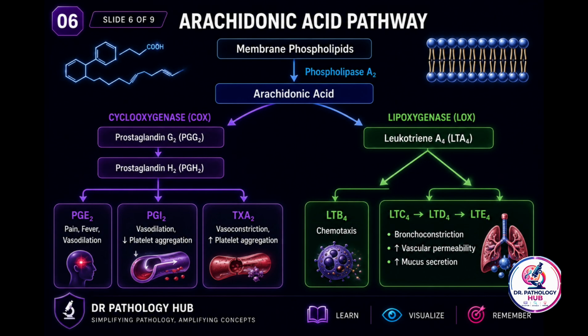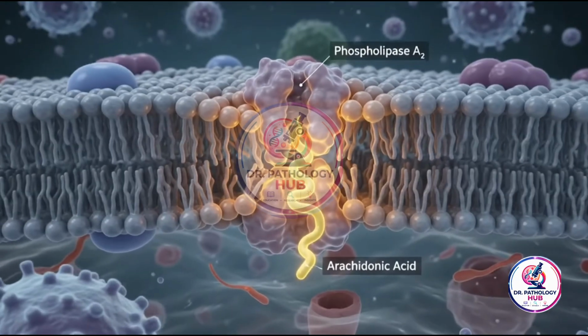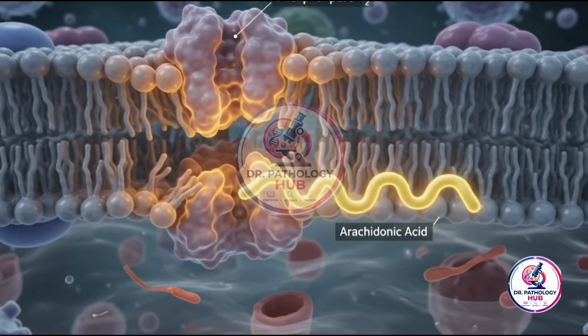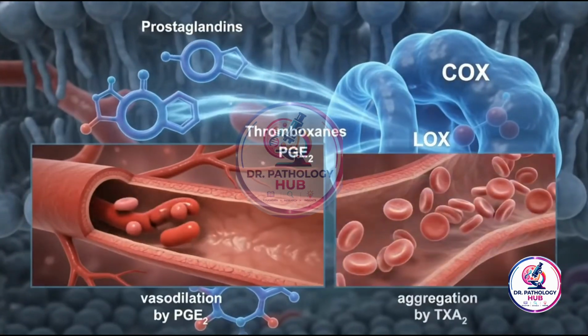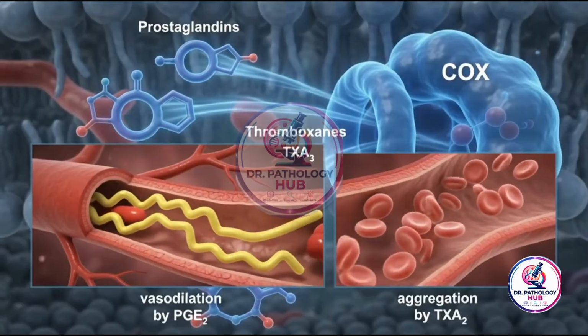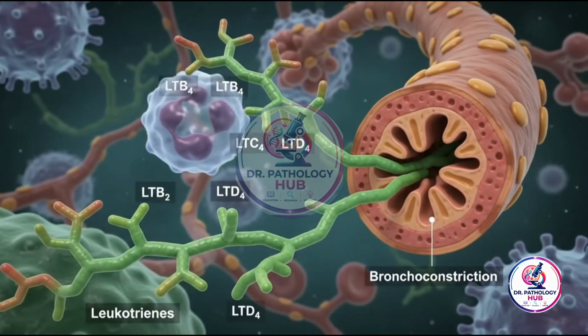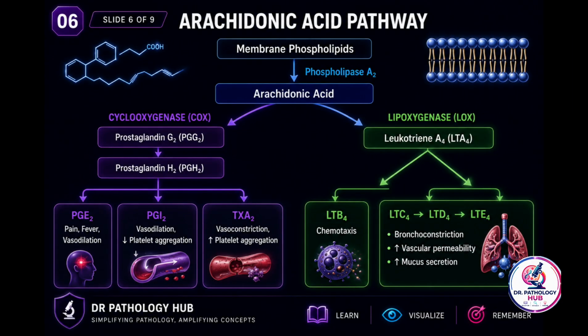Many important inflammatory mediators are not stored in cells. Instead, they are synthesized from membrane phospholipids through the arachidonic acid pathway. So let's visualize this pathway. Phospholipase A2 releases arachidonic acid, initiating two routes. The COX pathway produces prostaglandins and thromboxanes, while the LOX pathway produces leukotrienes, causing bronchoconstriction. As we saw in this video, the COX pathway produces prostaglandins and thromboxanes.